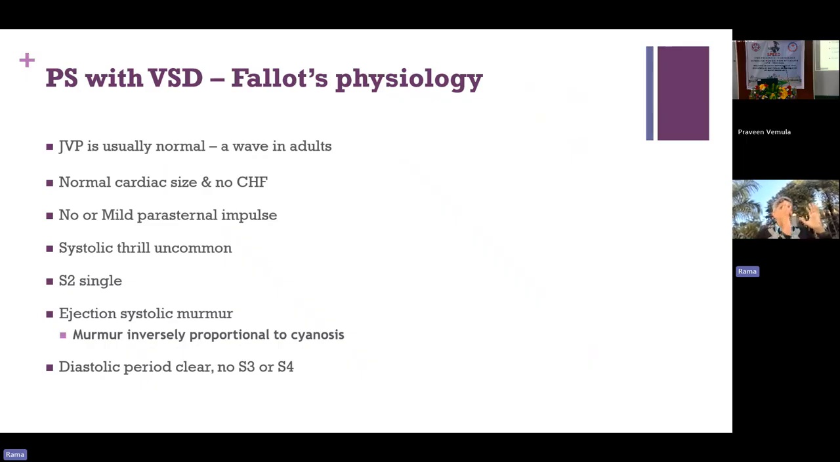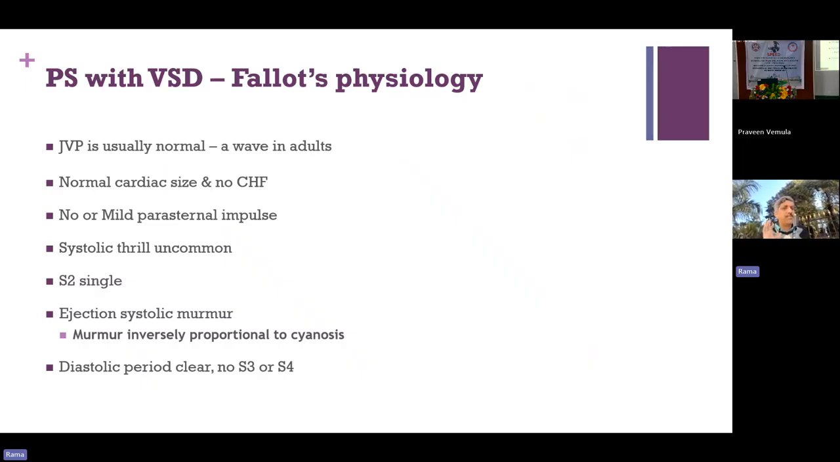So from history, we want to differentiate tetralogy from Eisenmenger based on the onset of cyanosis, the quantum of cyanosis, and the progression of cyanosis. We'll go into the depth of all of them later. Then cyanotic spells as well as squatting. So we go to the examination findings.